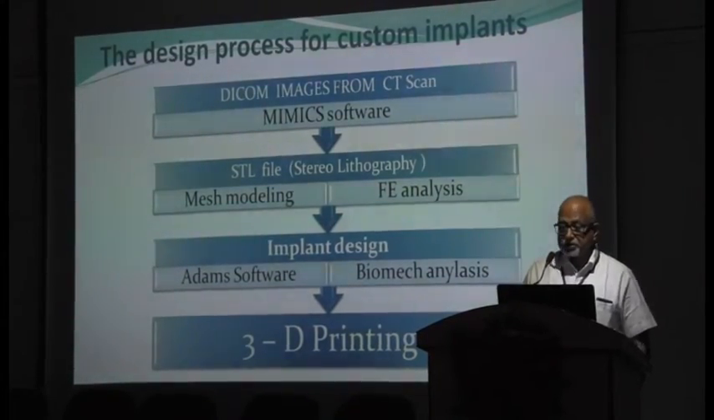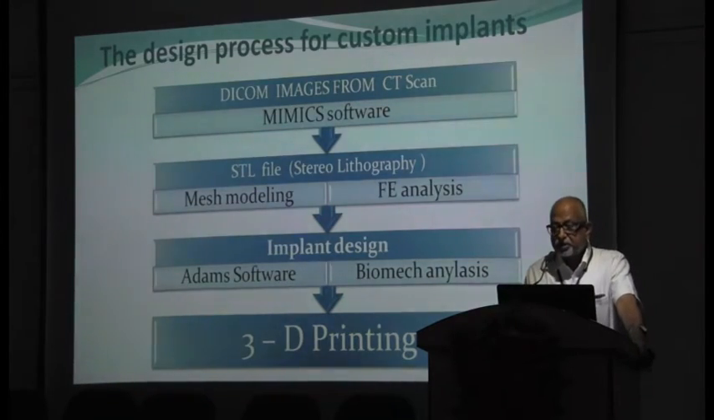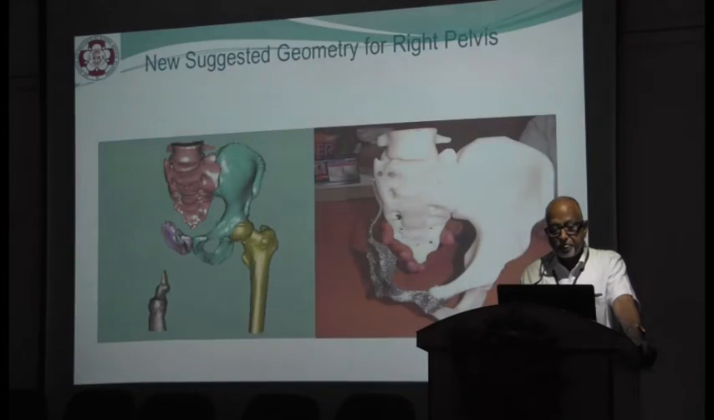The design process for custom-made implants is that you take DICOM images from the CT scan of the patient, convert them into STL files, which are recognized by 3D printers, and create a model, on which, on the computer, you can do mesh modeling and finite element analysis. You can design your prosthesis on the computer using some of the software. You can also analyze the biomechanics, including the whole gait patterns. And then you can create your custom-made prosthesis using 3D printing technology.